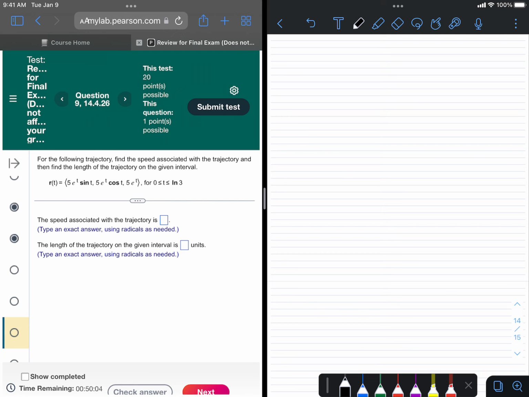Now the speed of a trajectory is the magnitude of its velocity vector. So if r of t is this, given on the left, its velocity will be the derivative of r, which will be deriving the first coordinate, the x coordinate, with respect to t. I use the product rule, so that will be 5 times e to the t sine t plus 5 e to the t cosine t, comma.